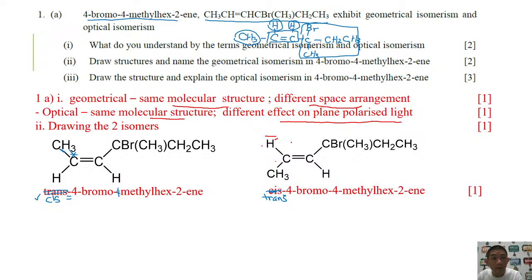Okay, and finally draw the structure and explain the optical isomerism. Not only do they want you to draw the structure, they also want you to explain the optical. So how would the molecule exhibit optical isomerism? What are the characteristics to exhibit optical isomerism? You must have a chiral carbon atom. You must explain like this: you must have a chiral carbon atom surrounded by 4 different atoms or groups of atoms.